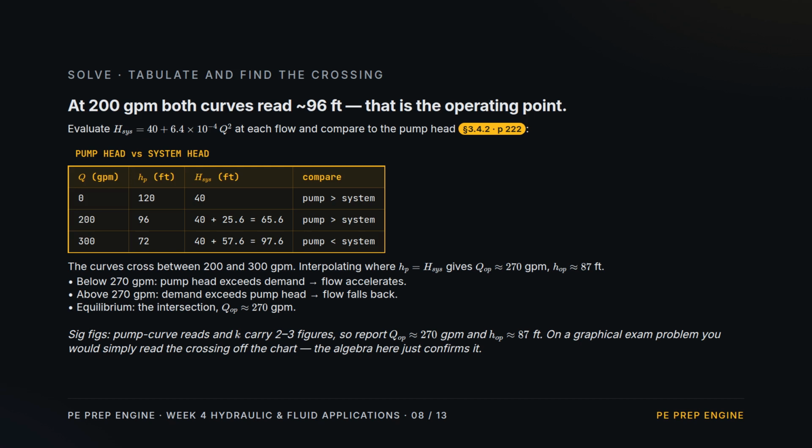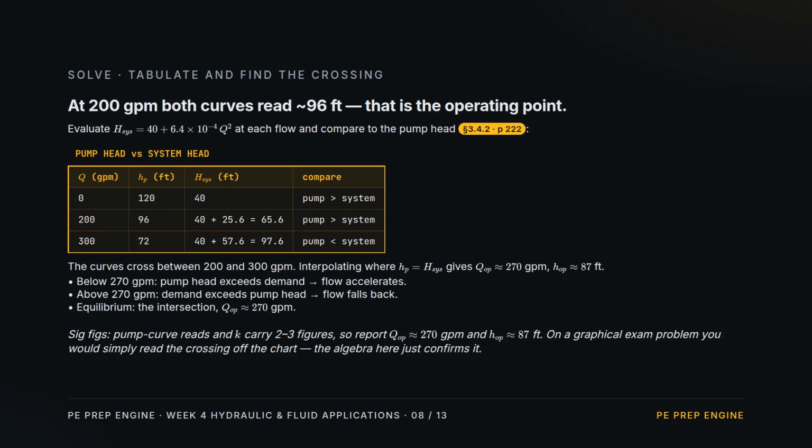Pump wins. At 200, pump 96 versus system about 66. Pump still wins. At 300, pump 72 versus system about 98. Now the system wins. So the curves cross between 200 and 300. Interpolate to about 270 GPM and 87 feet.